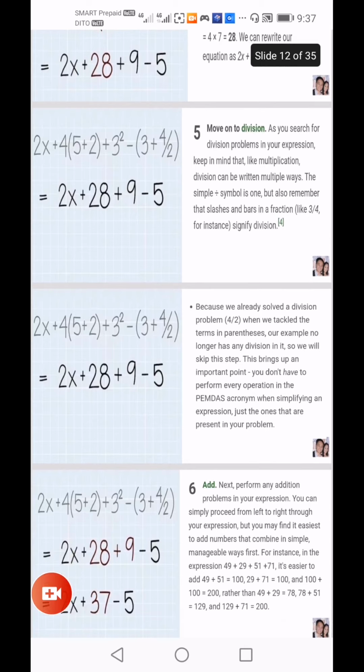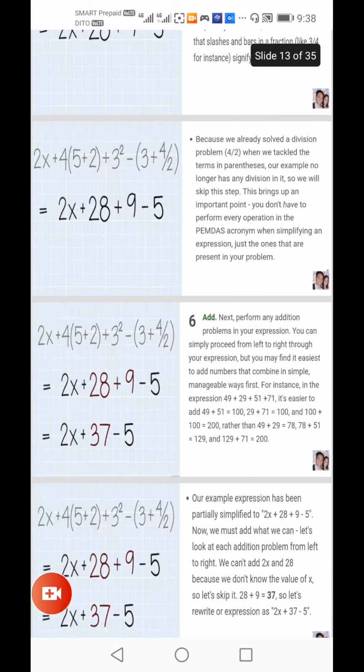Number 5. Move on to division. As you search for division problems in your expression, keep in mind that, like multiplication, division can be written multiple ways. The simple divisor symbol is one, but also remember that slashes and bars in a fraction, like 3 over 4, for instance, signify division.